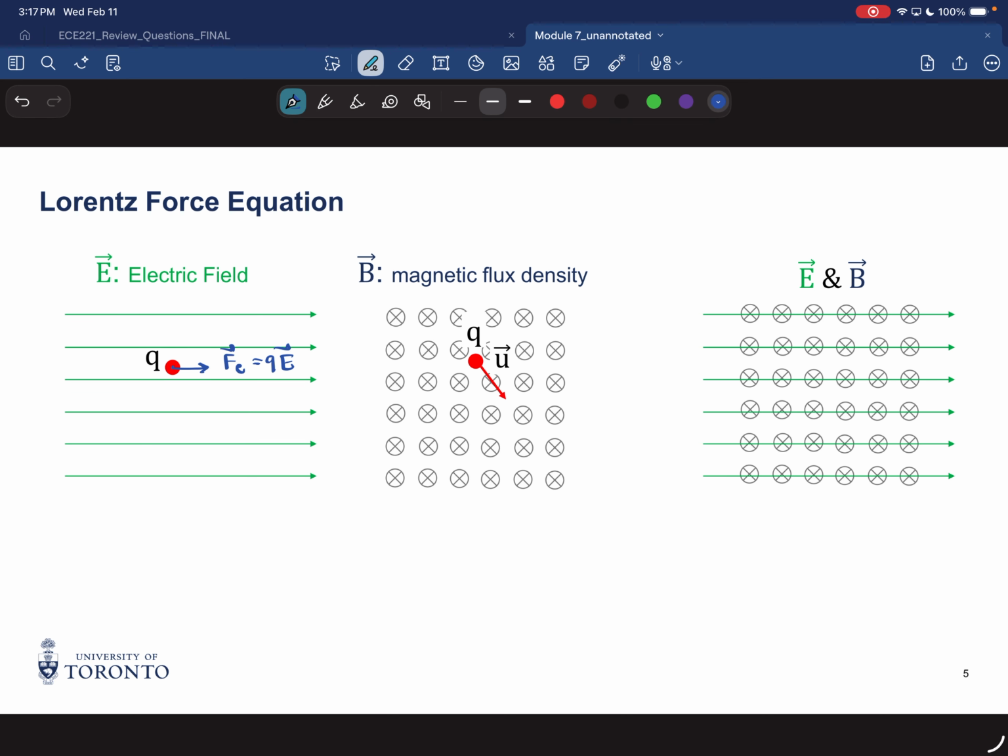Does it depend on velocity? No. As long as there is an E and there is a Q, there will always be an electric force on it. And we just learned that there is going to be an Fm here that is perpendicular, and it is Q U cross B. So not only does it depend on the value of Q and the value of the field that you have there, but also on the velocity that this charge is moving with.